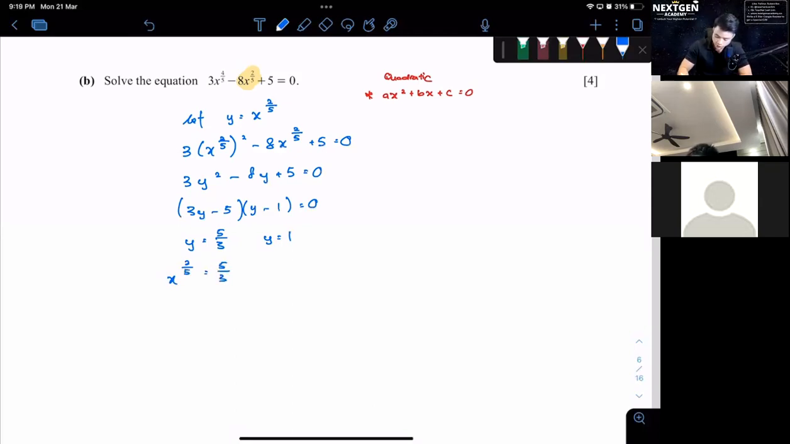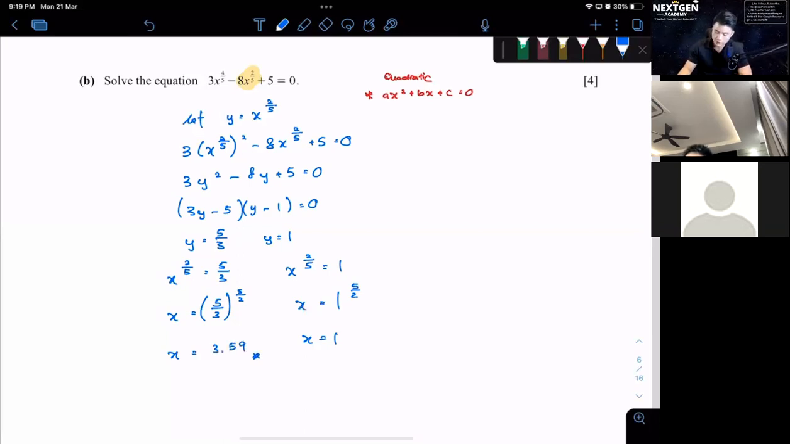For 5/3, we send the 2/5 over, so x equals 5/3 to the power of 5/2. For the other one, because I put it to the other side, the 1 will remain as 1. 1 to the power of 5/2 is also 1, so x equals 1. This one we just type in the calculator. We will get 3.59. So you got 2 answers here.